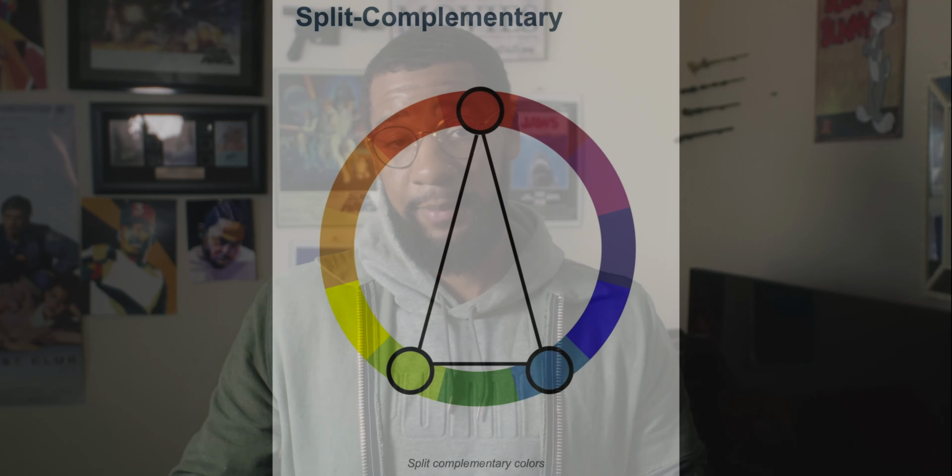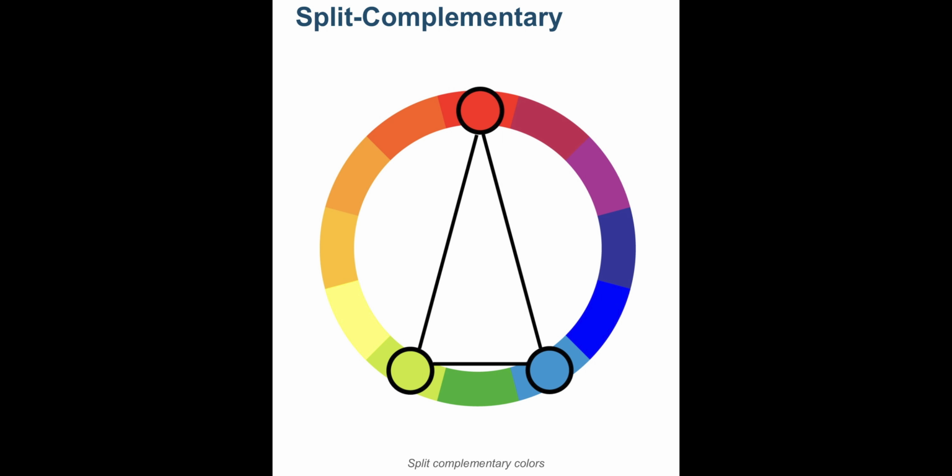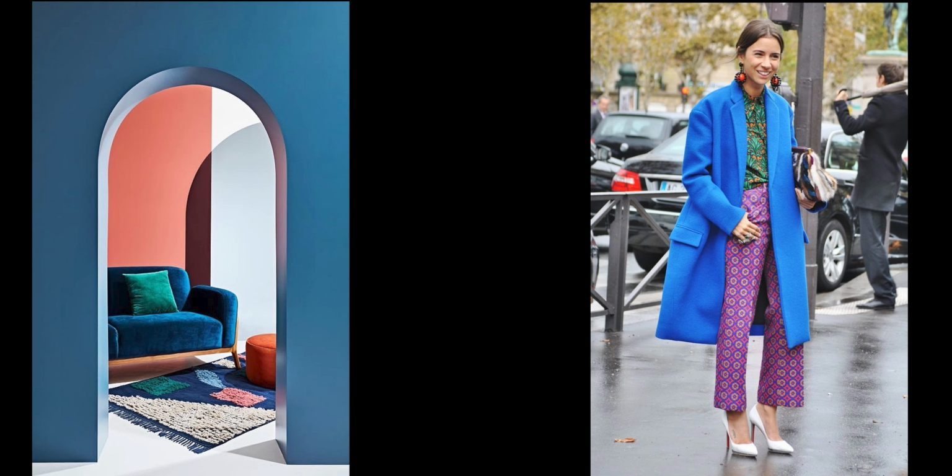Now, going a little bit beyond that, you have split complementary colors. Instead of using two complementary colors, this variation uses one base color and two colors adjacent to the directly opposing color on the color wheel. This color harmony still offers contrast, much like a regular complementary color scheme, but it's less aggressive and less overwhelming, and it offers a little bit more versatility. Here's a good example of it in interior design. Here's another really great example of it in fashion.